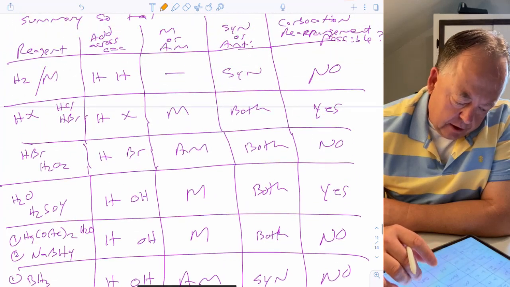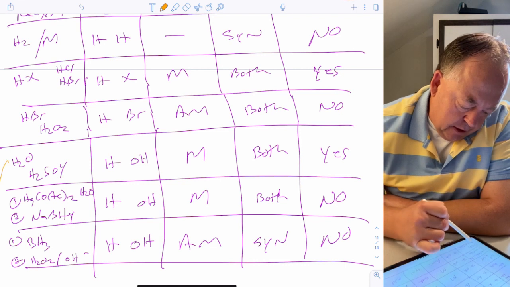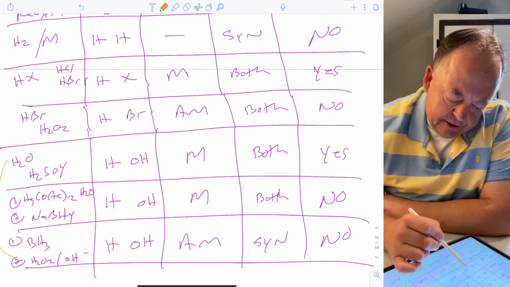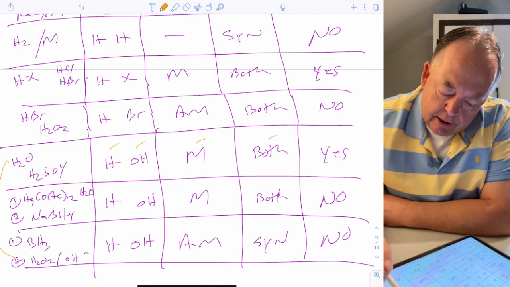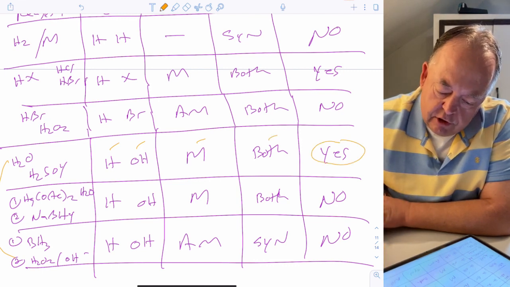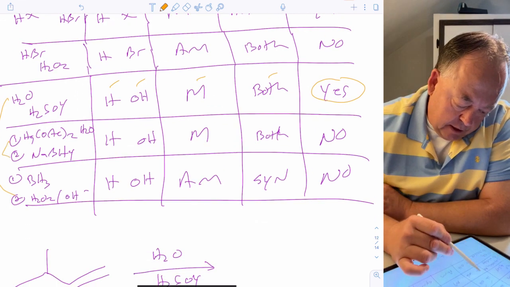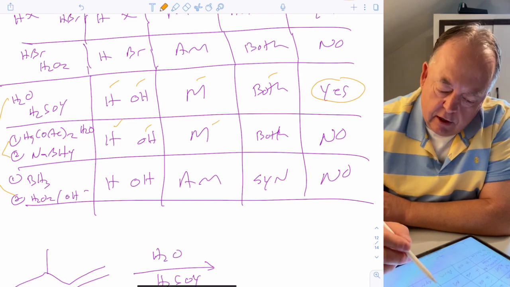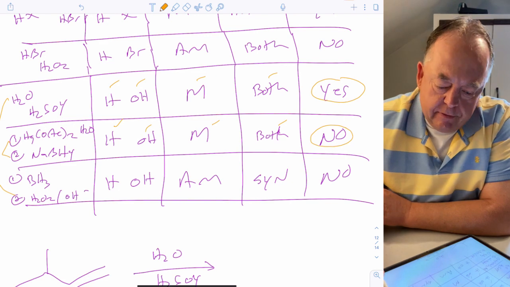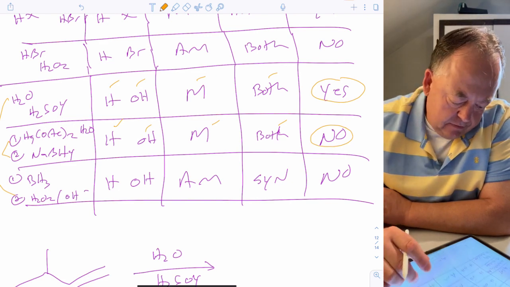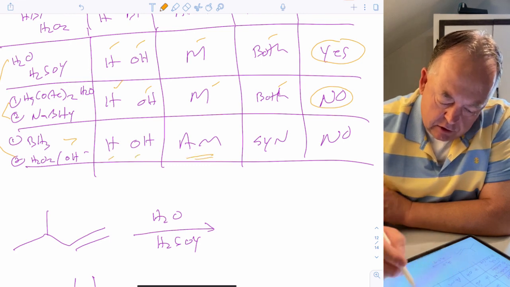Okay, so if we just summarize the 6 reactions we've covered so far. For these last 3, H2O, H2SO4 adds H and OH across the double bond, Markovnikov. You get all possible stereoisomers. There's a carbocation, so you have to watch out for rearrangement. If you do this recipe, again, that just adds H and OH, Markovnikov, all possible stereoisomers, but no carbocations, no rearrangement. And then hydroboration oxidation, add H and OH, anti-Markovnikov.